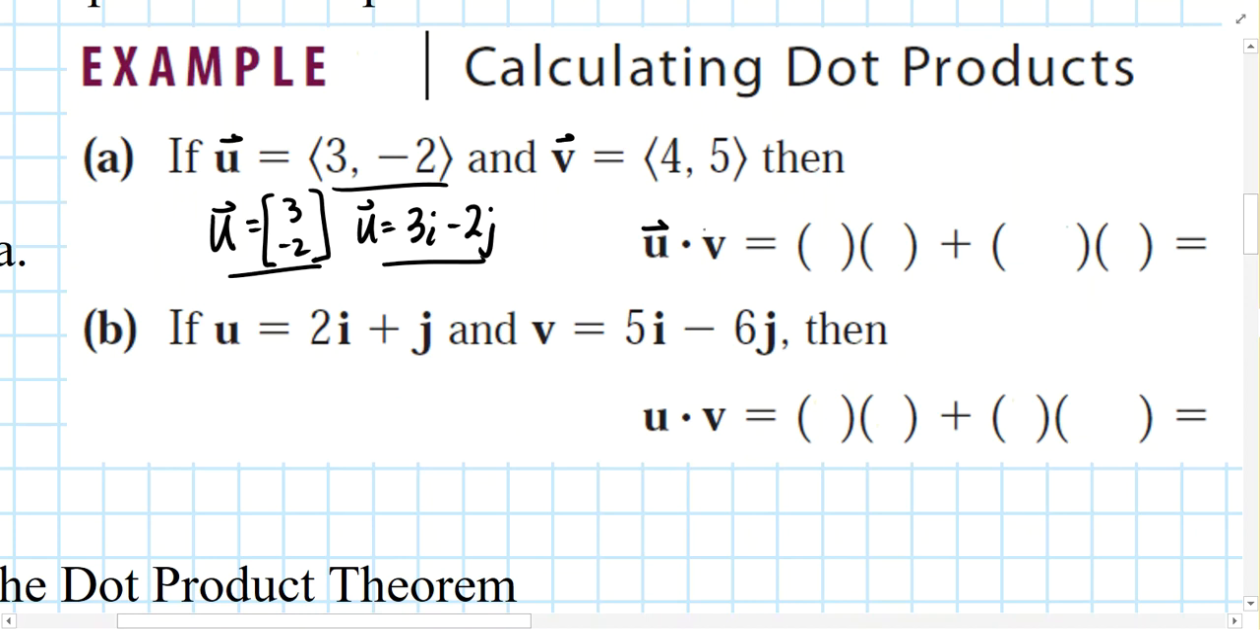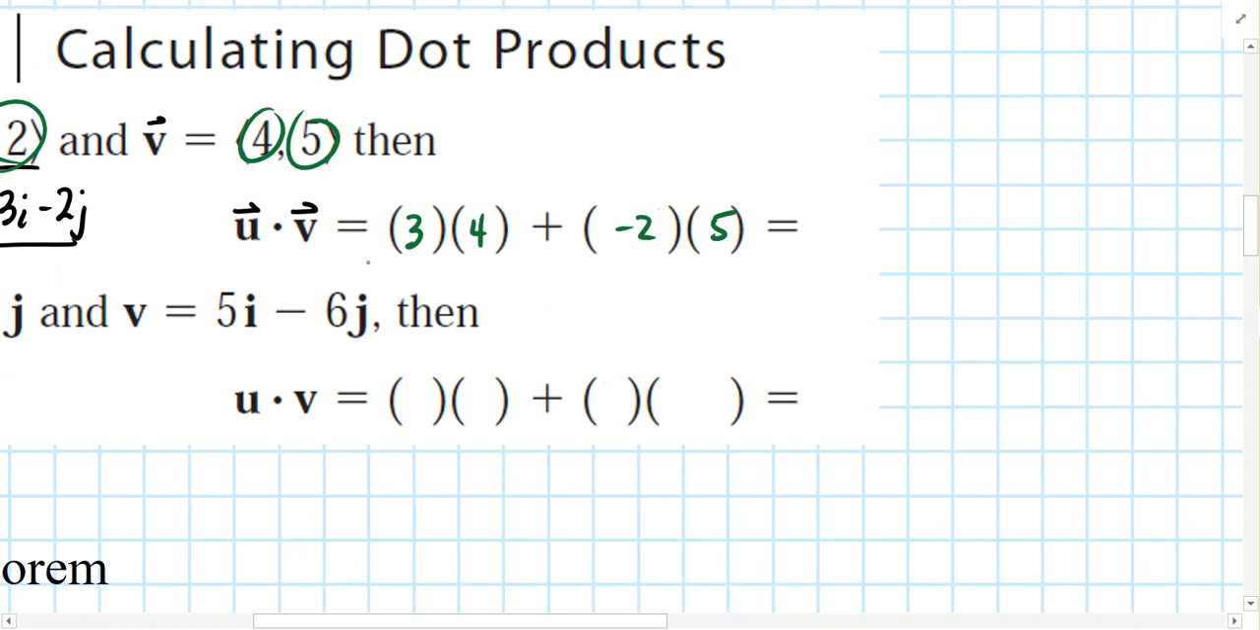So when we're being asked to multiply u times v using the dot method, then again I need the horizontal components to multiply together, so 3 times 4. Then the vertical components to multiply together, -2 times 5, and sum the results. 12 plus -10 is 2. So the dot product of u and v in this case is equal to 2.